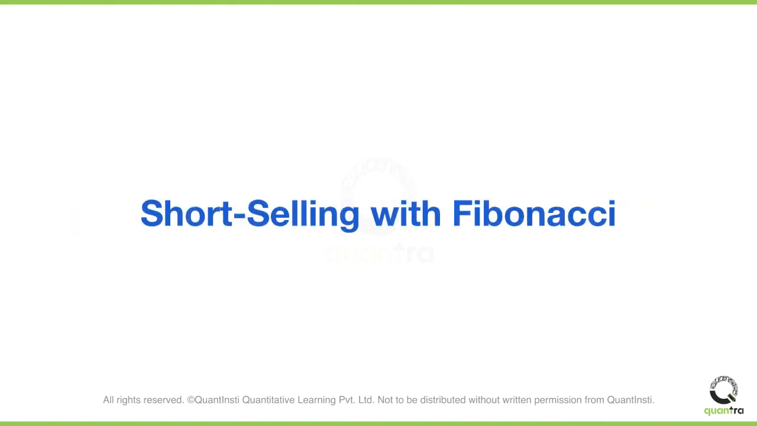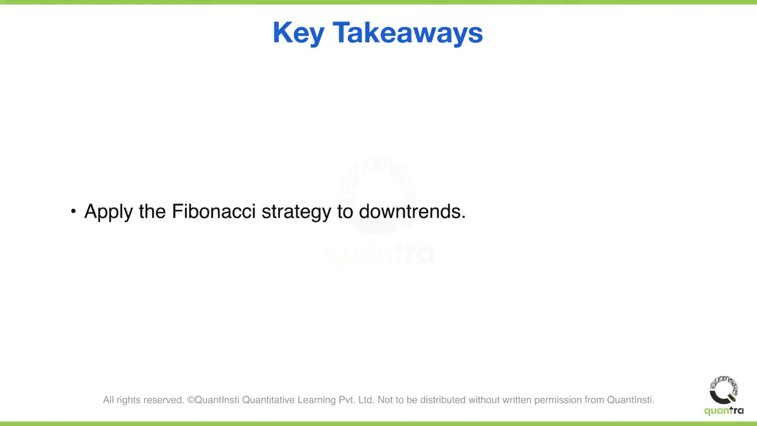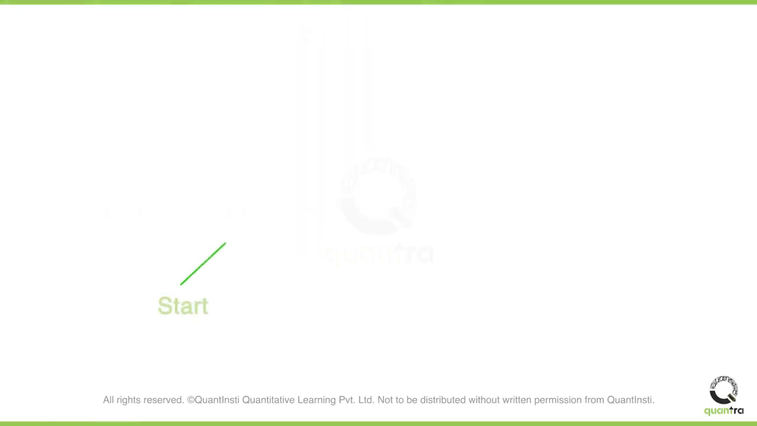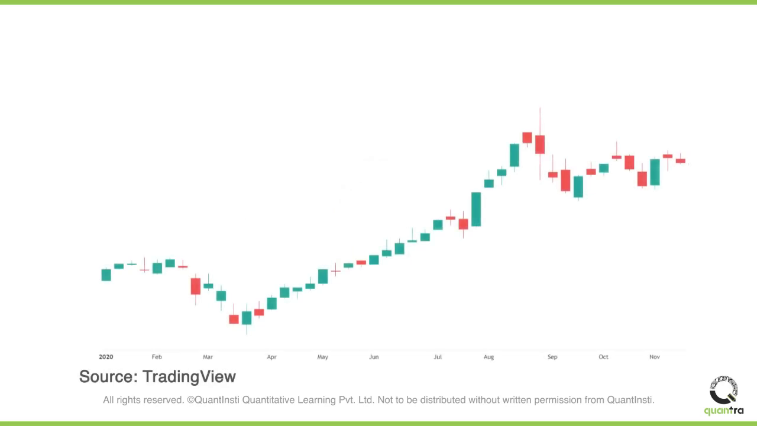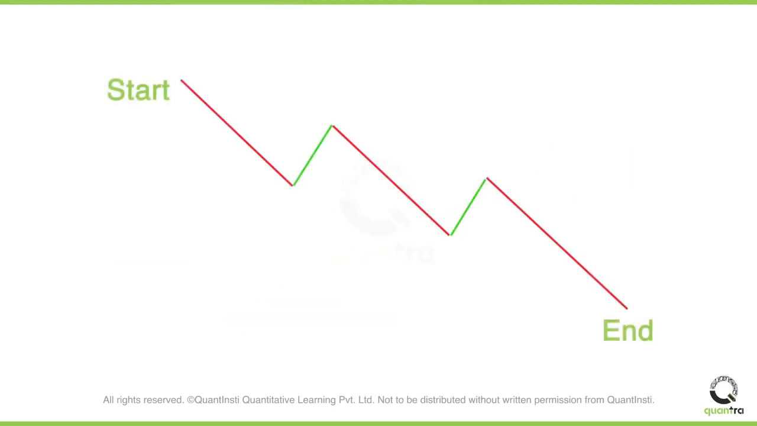Welcome to this video on the short selling strategy with Fibonacci retracements. After completing this video, you will be able to apply the Fibonacci strategy to downtrends. Let's get started. In the previous videos, we learned how to identify the Fibonacci levels. The first step involved here was to identify the start and end points of a trend. Note that during uptrends, the start point is always the lowest price and the end is the highest price. However, a downtrend always starts with a higher price and ends at a lower price.